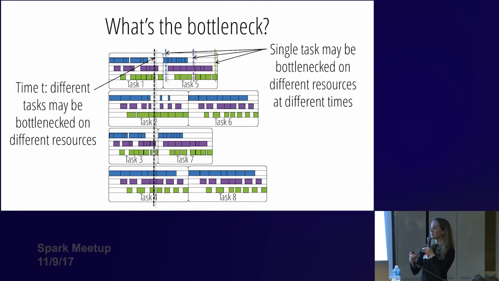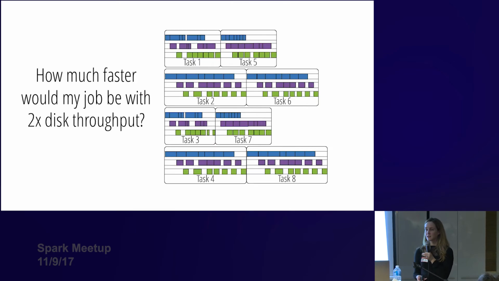Now, if you zoom back out to the user that we talked about in the beginning and the question that she might ask, like, how much faster would my job be if I used a different EC2 instance that had twice as much disk throughput, you can see pretty quickly why essentially no amount of instrumentation is going to allow us to answer this question in Spark today.